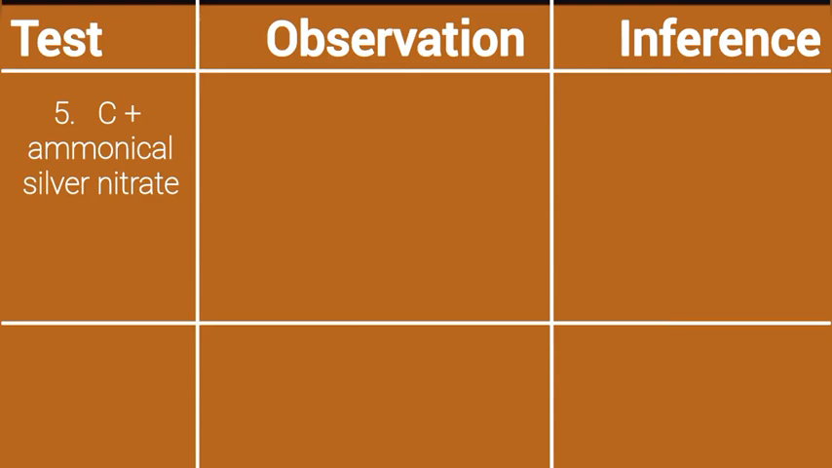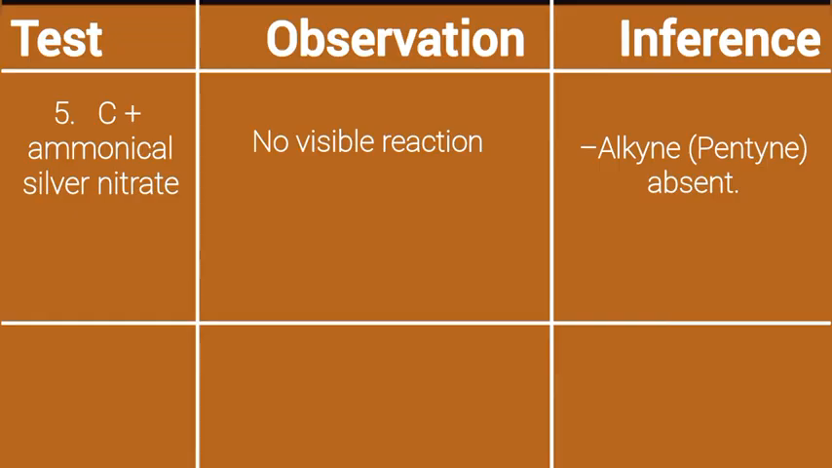Liquid C plus ammoniacal silver nitrate. Now, assuming that there is no visible reaction, I observed in the test tube that there is no visible reaction. Alright, there is nothing that happened when I added the ammoniacal silver nitrate to liquid C. The inference would be that alkyne, which according to our instruction is pentyne, is absent. The reason being simple.